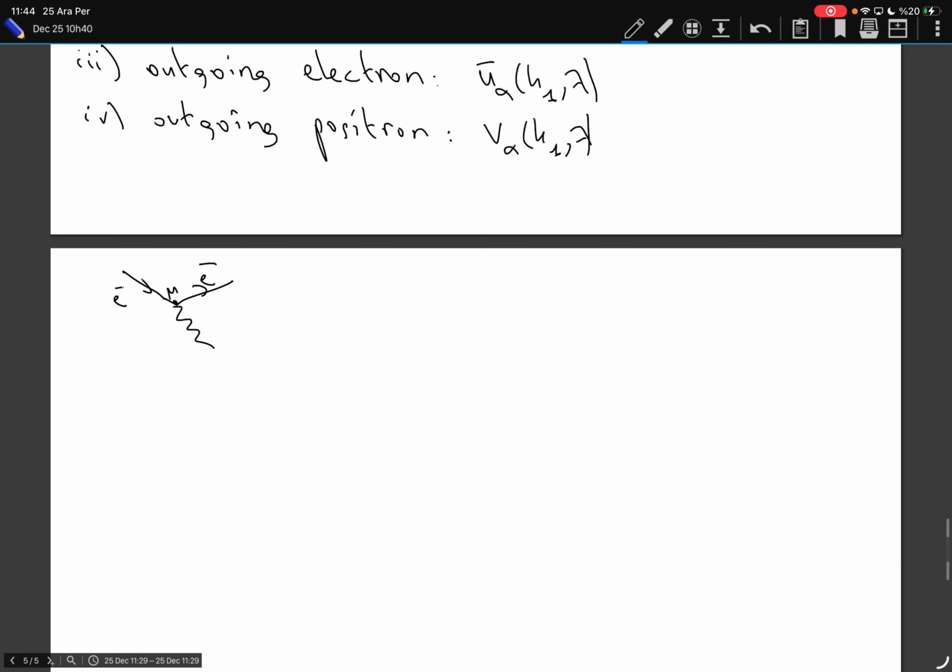This matrix element. What should be the vertex factor? Well, we have an electron to start with. In the final state, we will have an electron and also a photon.